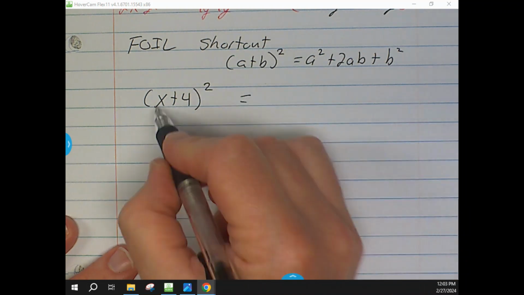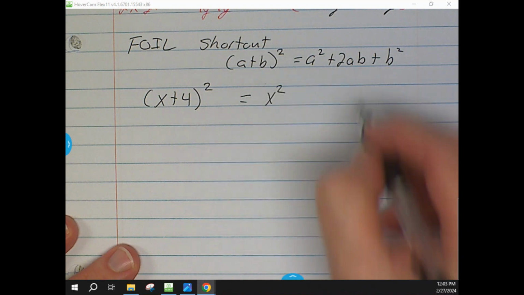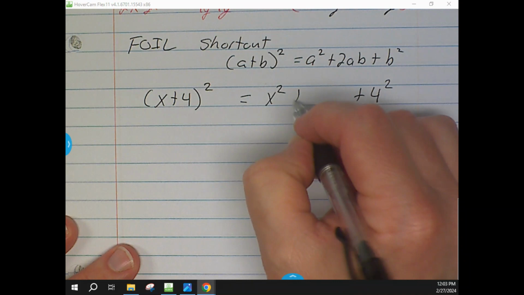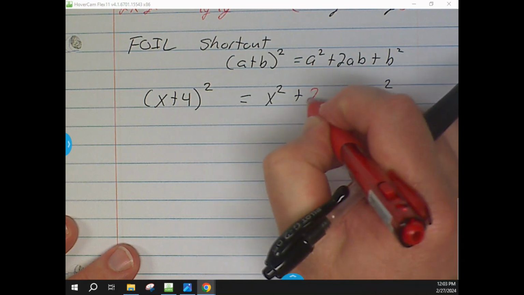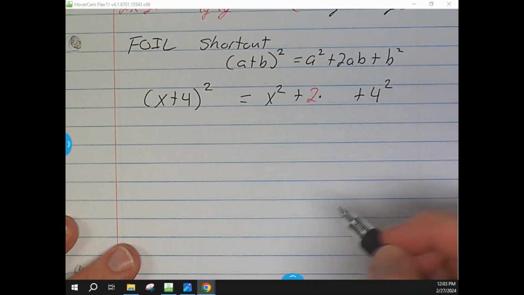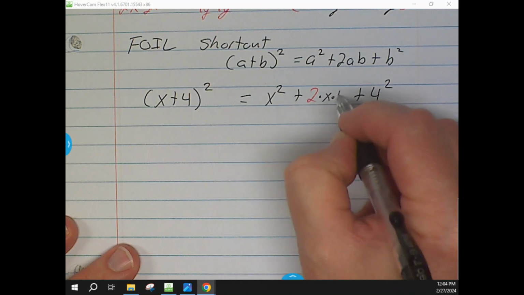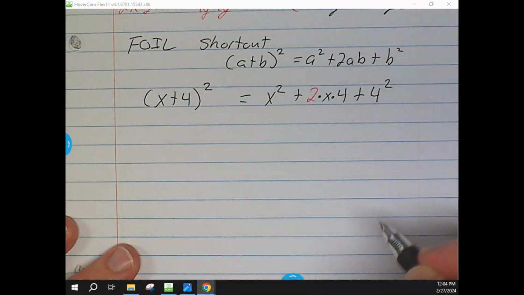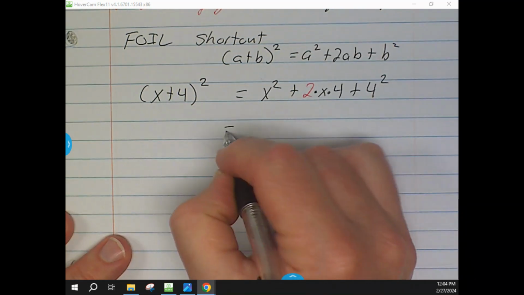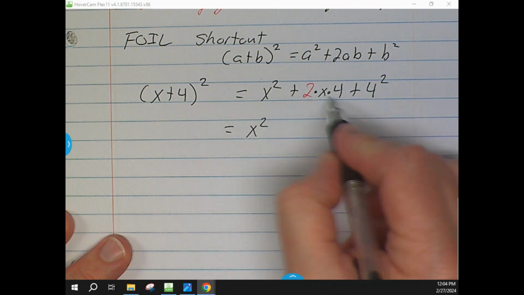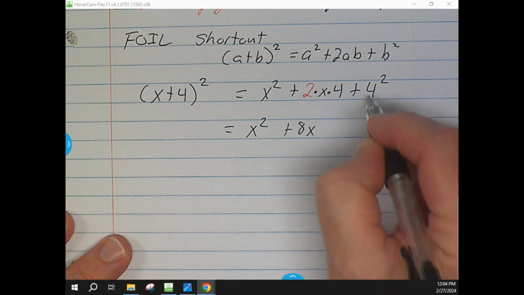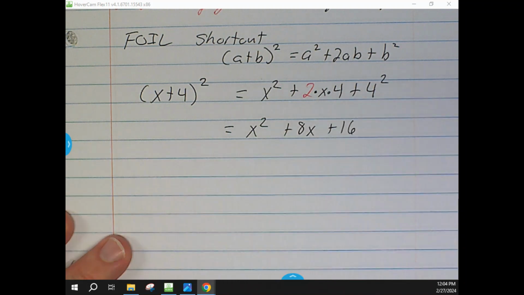Okay, so first number squared, then we're going to have the last number squared, and then in the middle, it's 2 times these two numbers. So it's 2 times x times 4. If you've got 2 times x times 4, really it's 2 times 4, so that'd just make it 8, and then times x, and then 4 squared is 16.